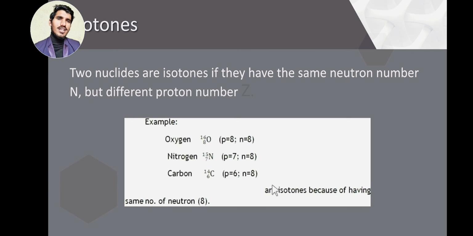So as you can see here, the number of neutrons of different elements is the same but the number of protons is different. So I can say that isotones are those elements that have the same number of neutrons but different number of protons. So that was our isotopes, isobars and isotones.